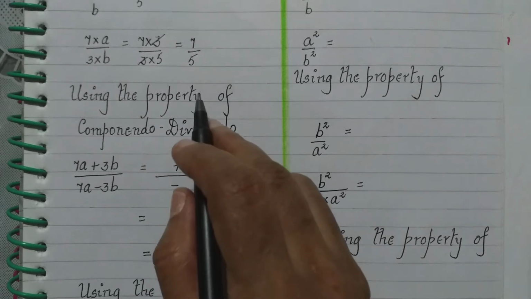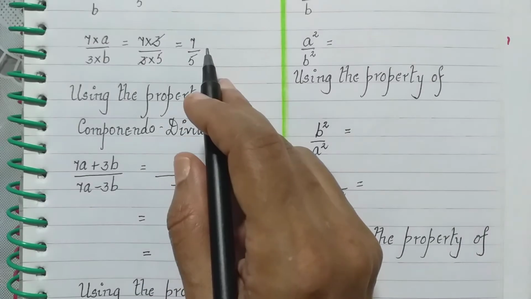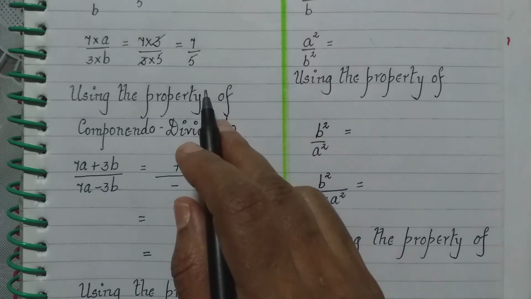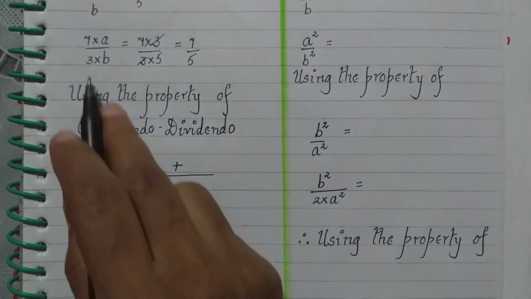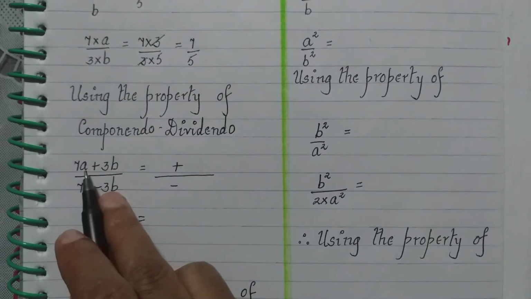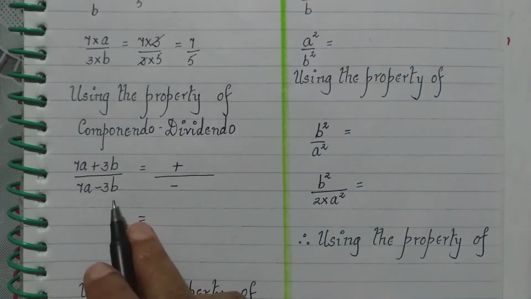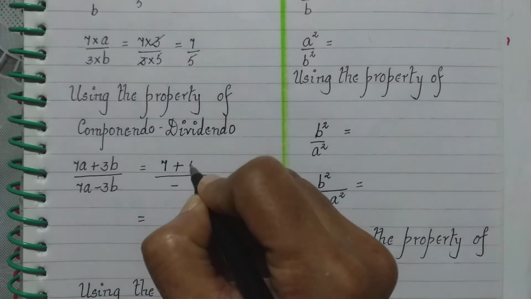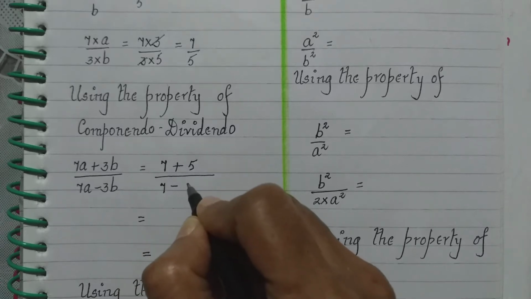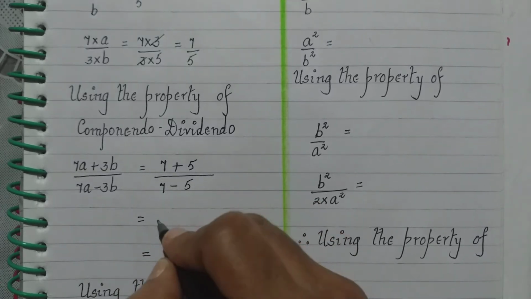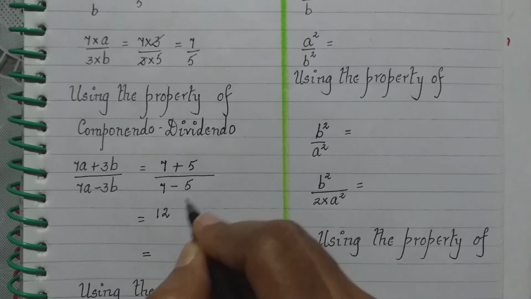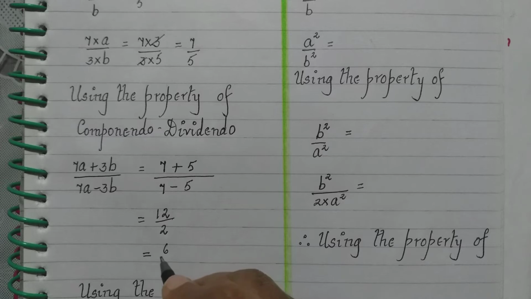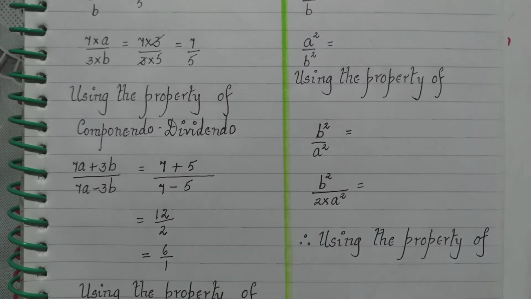Once we use this, componendo dividendo is numerator plus the denominator upon numerator minus the denominator. So 7a plus 3b upon 7a minus 3b. Here I have 7 and 5. So this will be 7 plus 5 upon 7 minus 5. What is 7 plus 5? 12. What is 7 minus 5? 2. So 12 upon 2 can be simplified further as 6 by 1.